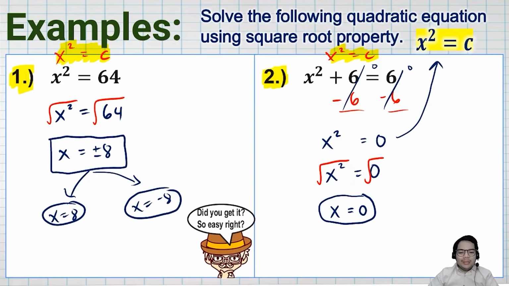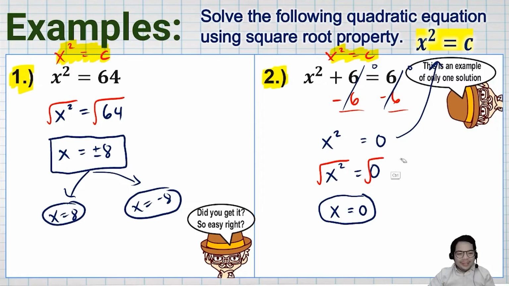O, sabi ni Master Sensei, did you get it? So, easy, right? Ang yabang naman pala nito. Ayan, may sinabi pa siya dito. Tingnan natin. This is an example of only one solution. Yan, the same as what I'm saying before.